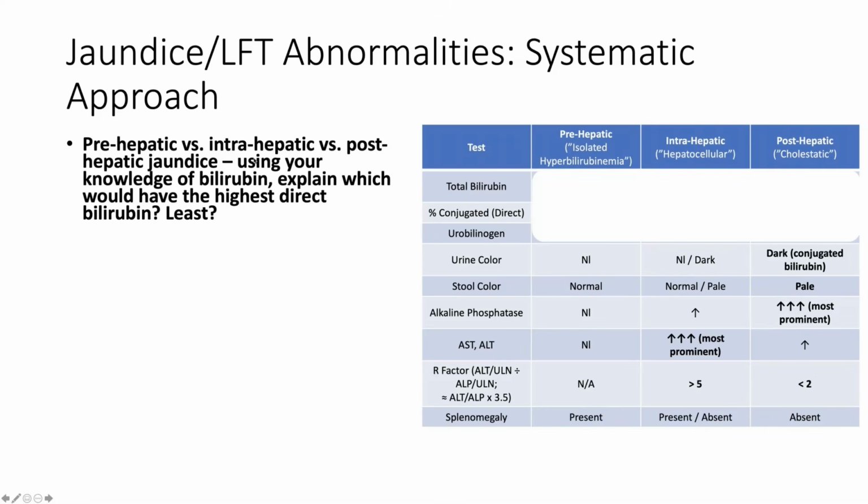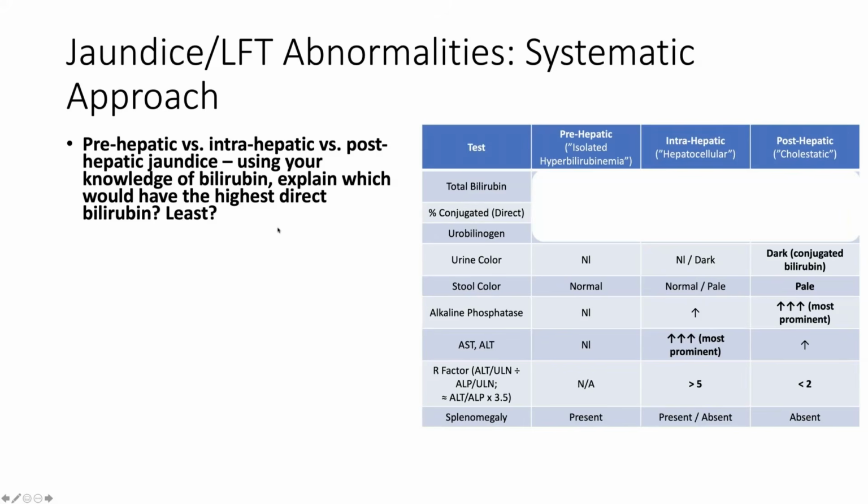So Paula, prehepatic versus intrahepatic versus posthepatic. Using your knowledge of bilirubin, explain which would have the highest direct conjugated bilirubin and which would have the least, if it was pre, intra, or post. The highest conjugated, posthepatic. Perfect. Yeah, exactly. And why does that make sense?